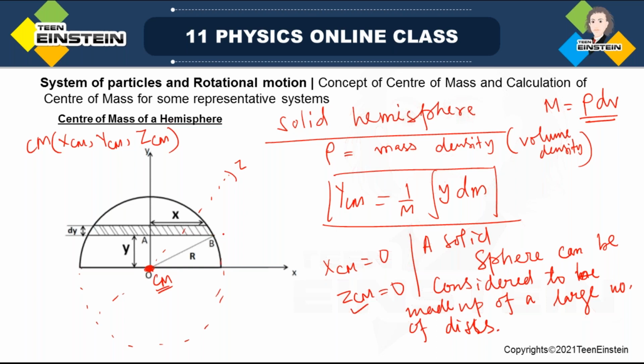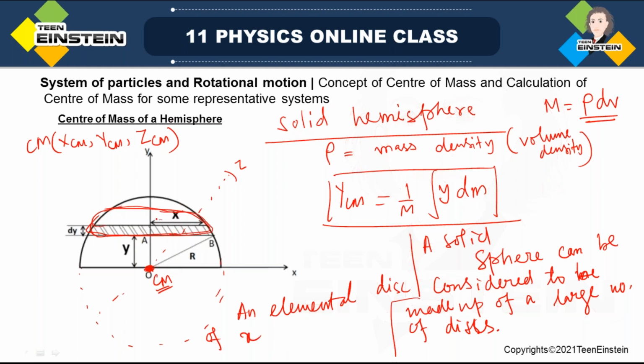If that is the case, then I can think of an elemental disk. See here, I have taken an elemental disk having radius x. This is the disk. Because a solid sphere can obviously be considered to be made up of a large number of disks, I am taking an elemental disk of radius x.